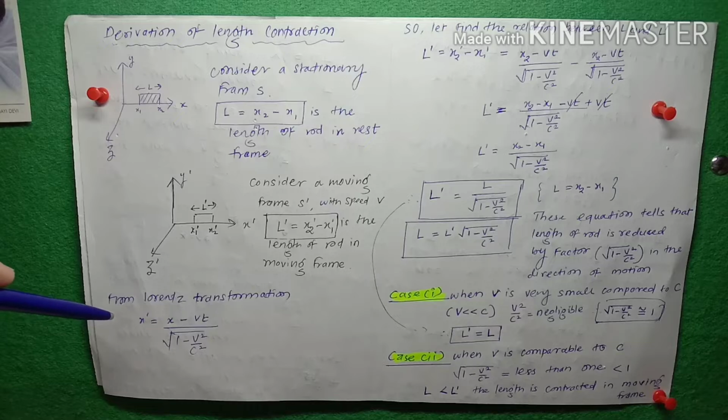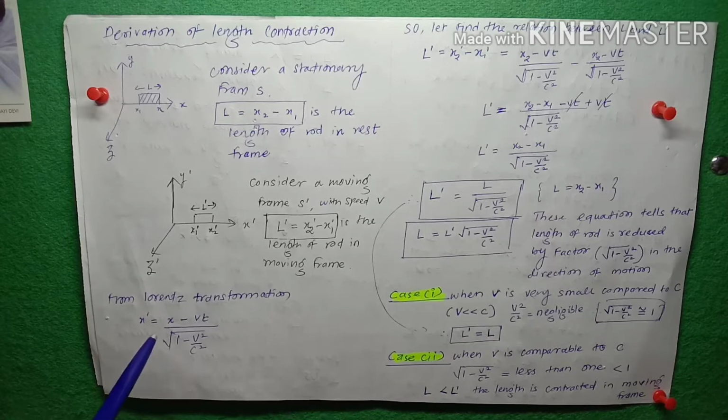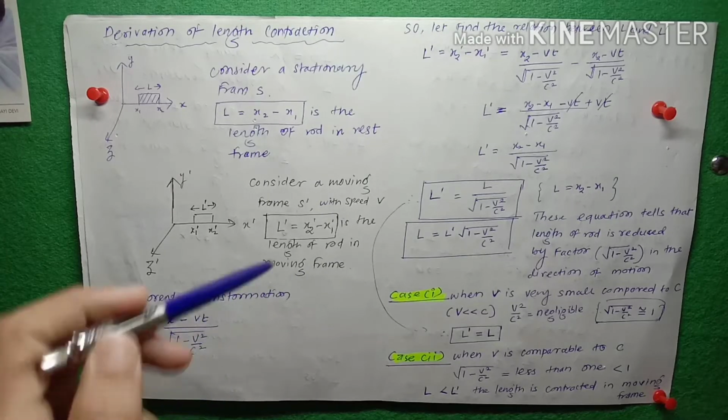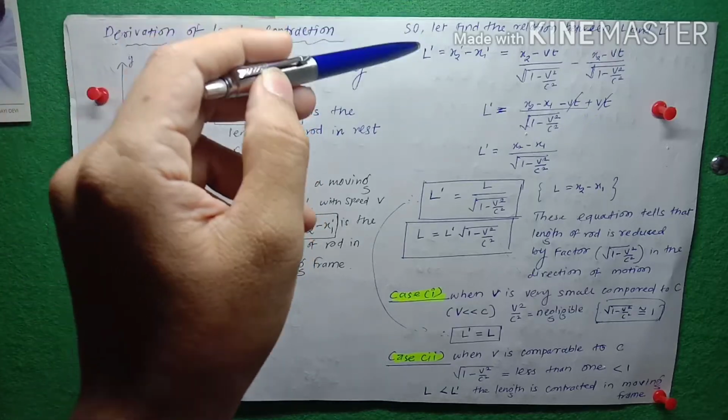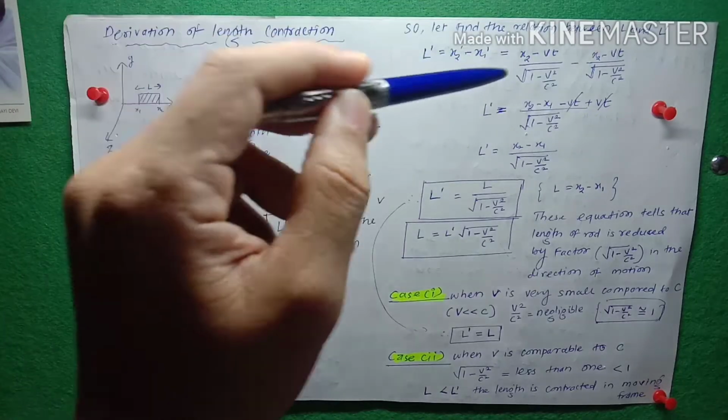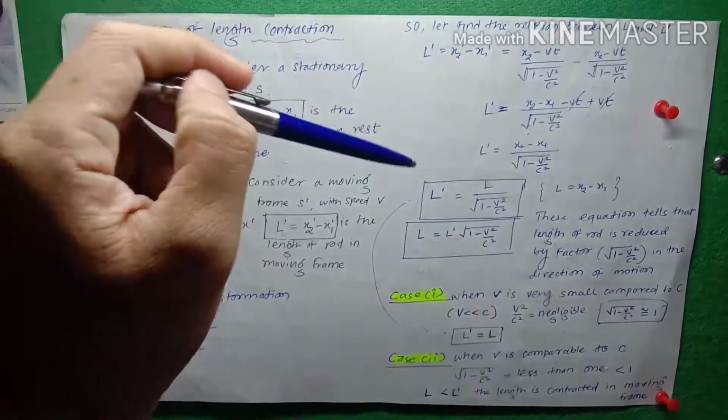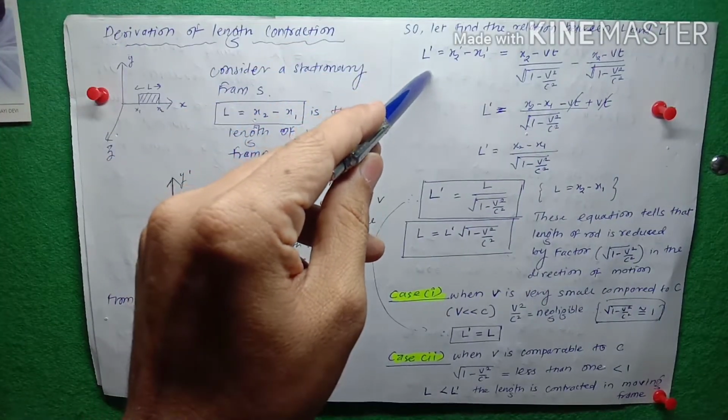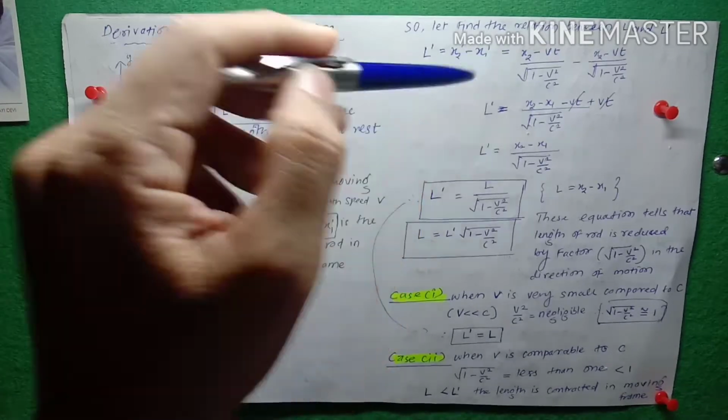In one of our videos on Lorentz transformation, we have seen the equations of Lorentz transformation, in which this is the one equation we are going to use, that is x dash is equal to (x minus vt) divided by the square root of 1 minus v square by c square, where v is the velocity of the frame with which it is moving, t is the time, and c is the speed of light. So let us find the relation between L and L dash, that is the length of the rod in the rest frame and moving frame. So L dash is equal to x2 dash minus x1 dash.